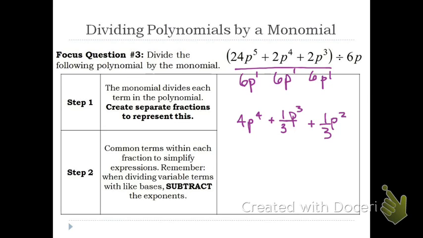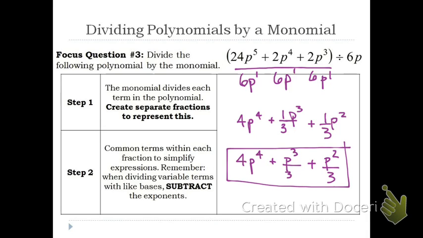So since we came out with all positive exponents, there are a couple ways that some of you can leave your answer. If we're trying to keep it uniform, you could put it as 4p to the fourth power plus, remember, you don't have to put a 1 if you have a p to the third already in the top of your fraction. And then we have plus p squared over 3. That is one way that you can write your answer.